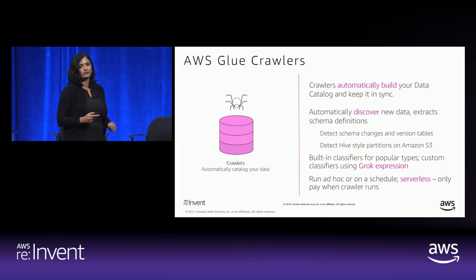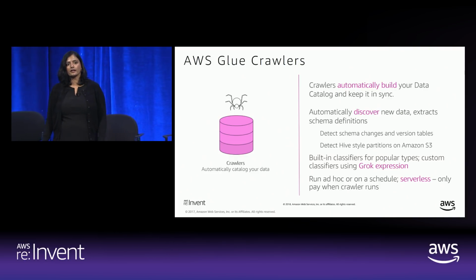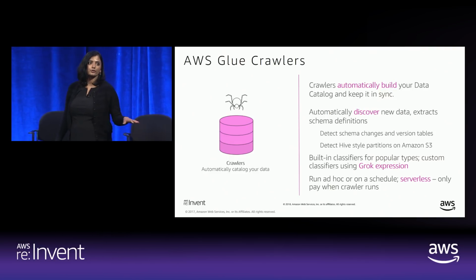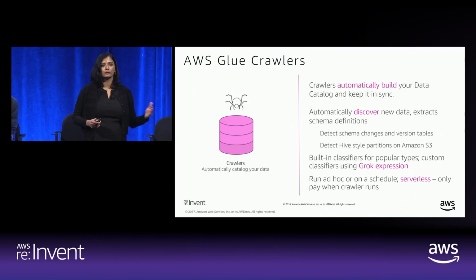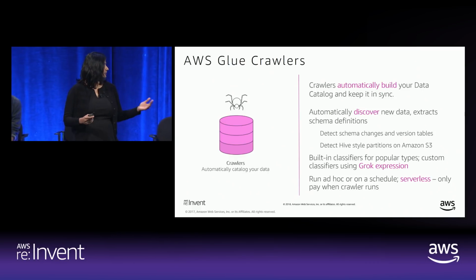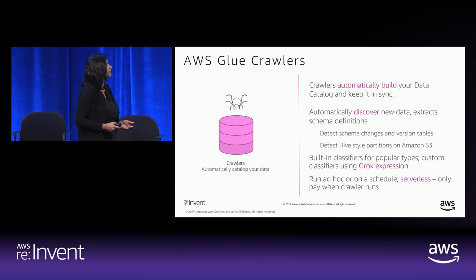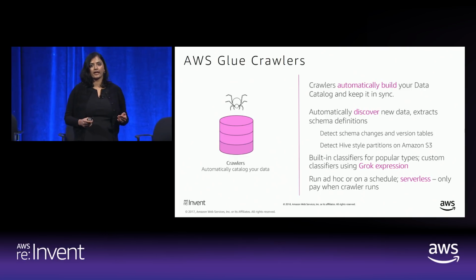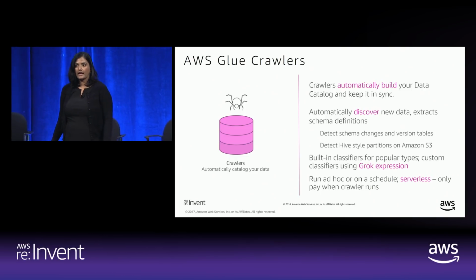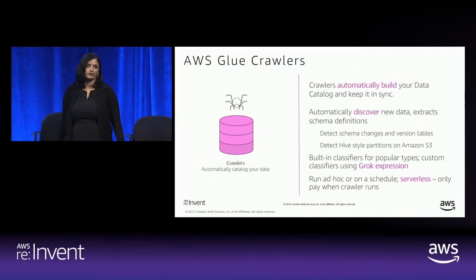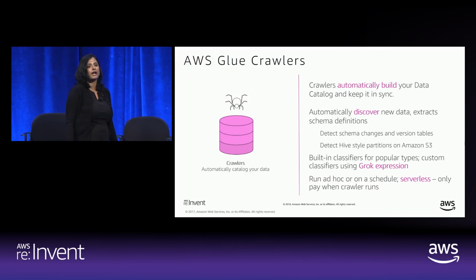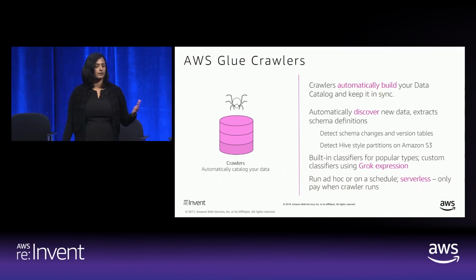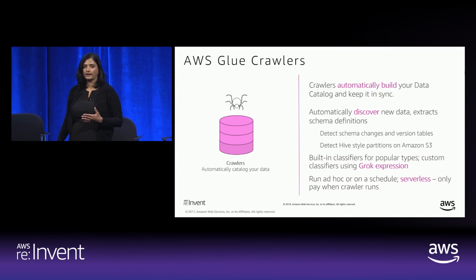So let's take a look at crawlers. Crawlers essentially scan the data that you give us access to, extract the metadata associated with that data, which includes the schema for your tables that are defined on top of your data. They also extract certain data statistics and discover Hive-style partitions for data that's stored in Amazon S3. Crawlers can be run on a schedule, so they can keep track of any schema changes, as well as pick up new partitions as they arrive.